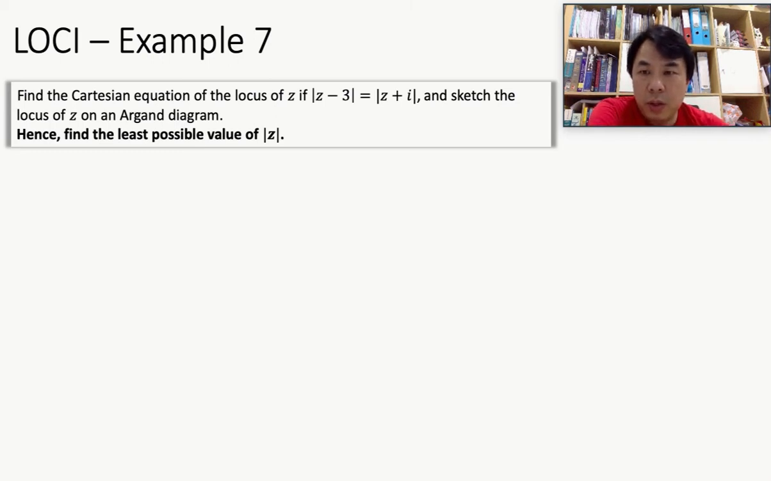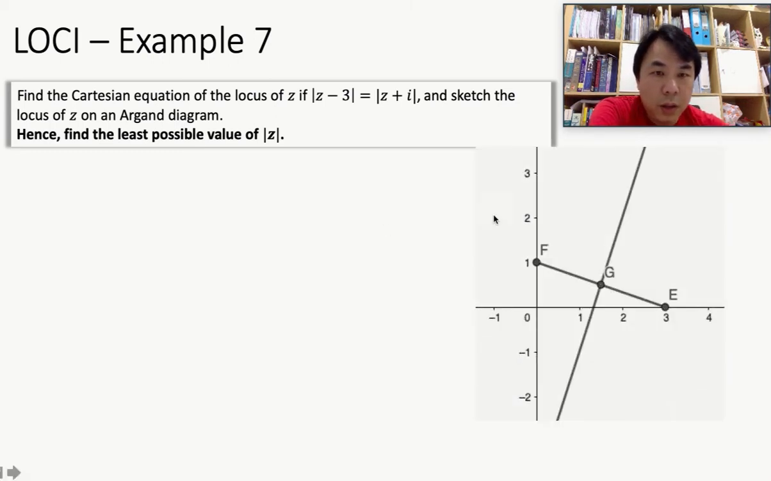So the two fixed points are here. You can see the perpendicular bisector between these two fixed points, which are located at 3, 0 and then the other one at 0, 1. So it must be a perpendicular bisector there. So to sketch it is quite easy.